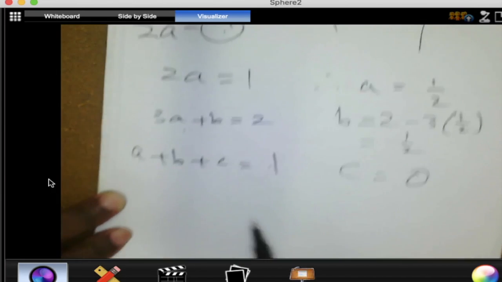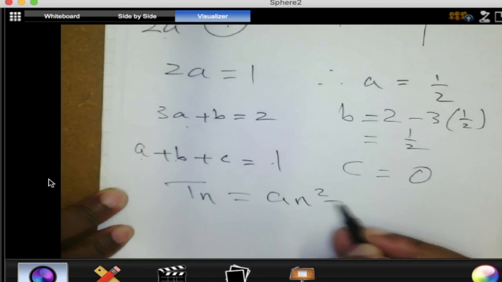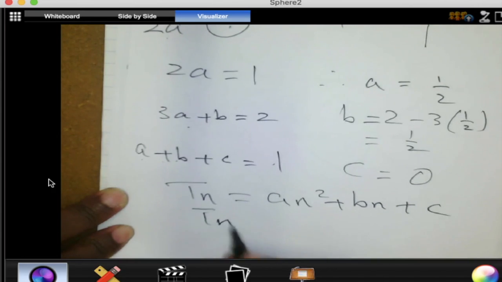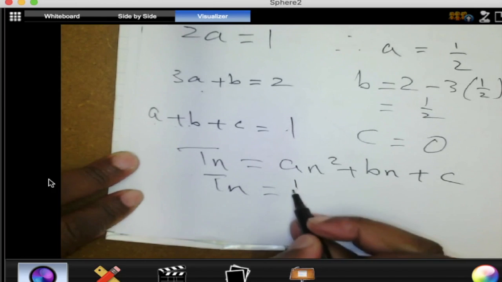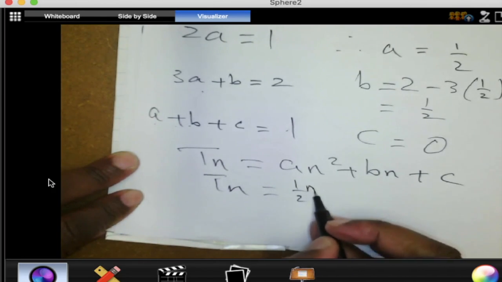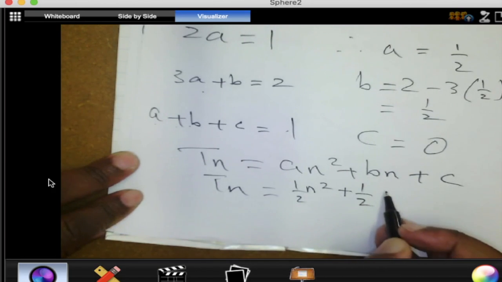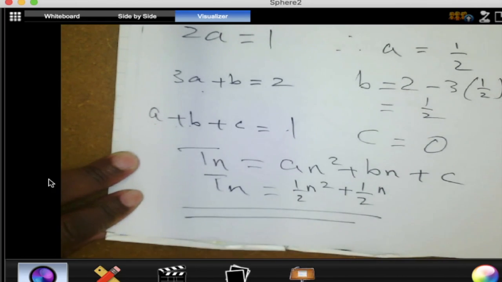Then you go back now to your general rule, which is An squared plus Bn plus C, and you replace there. Just substitute into that. So we know A is 1 over 2, so this becomes 1 over 2 n squared. We know B is also 1 over 2, so this is 1 over 2 n. We know C is 0, there's no need to write it, and so you get your answer like that.